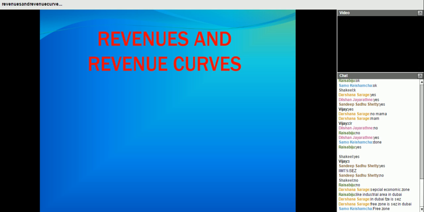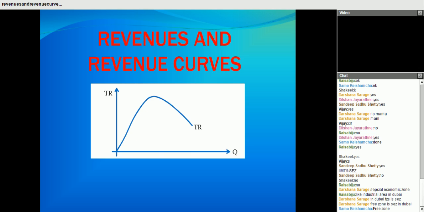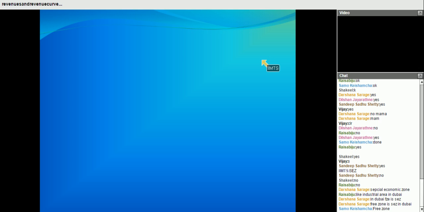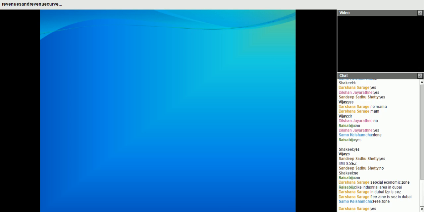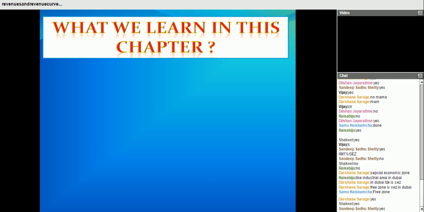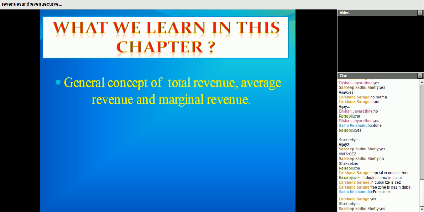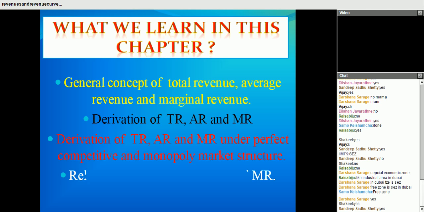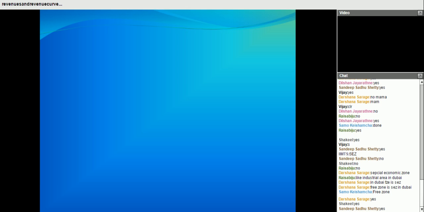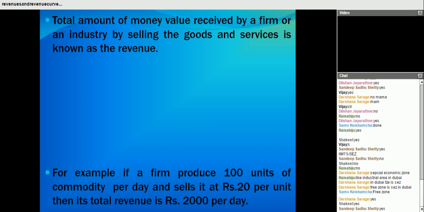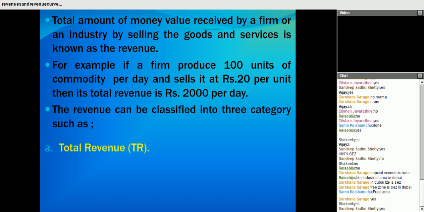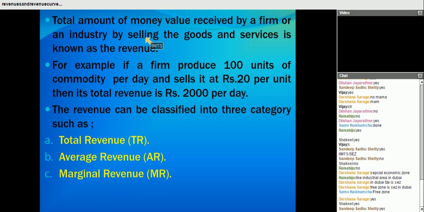So let us now go to the second part, revenue and revenue curves. You all understand the meaning of revenue? Revenue means money. Okay. Revenue means the earning of the firm. So revenue is a very important aspect which every firm looks into, and it is of prime importance, we can say. So it's very easy to understand.